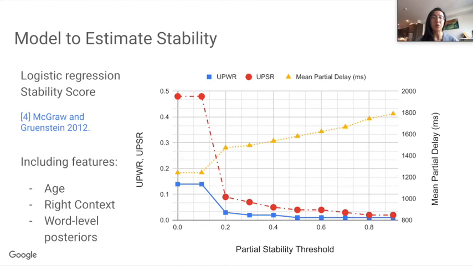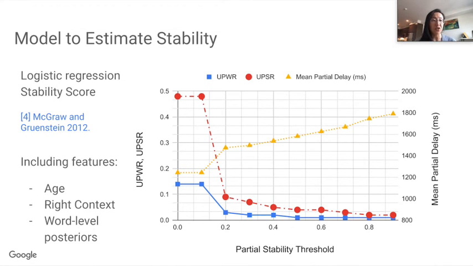We also explored the impact of stability when we threshold the stability scores. What it means is that we use an external model to estimate the stability of partial results. And if the stability score is beyond a certain threshold, we show it to the downstream applications and users. And if the stability score is below this threshold, we do not show it.